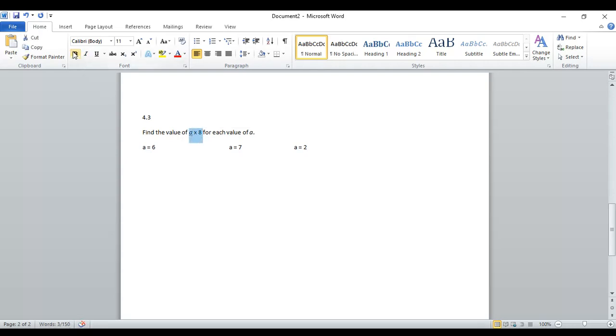I'm going to highlight it. Whenever you get to that, underline it or something, draw a box around it, and then they're going to give you some problems. So basically what you're going to do is look at this every time. Here, A equals 6. So you're going to put 6 right there. What is 6 times 8? 6 times 8 is 48. So you're going to write that underneath the problem, and you'll see it. It's problems 17, 18, 19, and 20 on workbook 4.3.